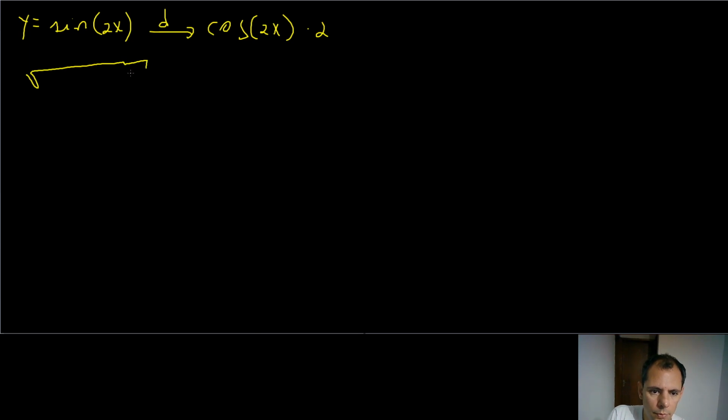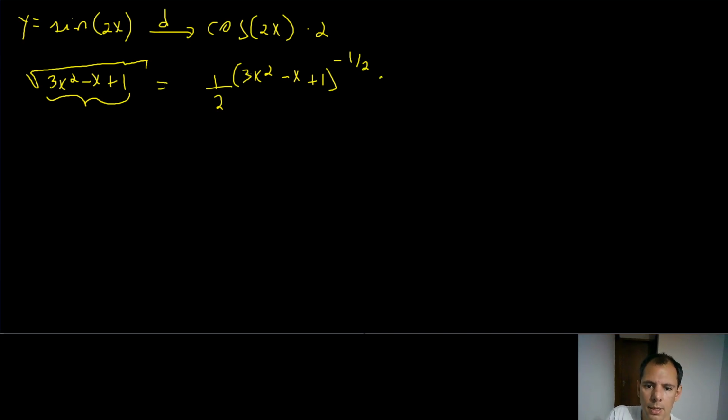Square root of 3x squared minus x plus 1. Differentiate that. You gotta remember that this is the inner function, okay? So it's gonna be half times 3x squared minus x plus 1 to the minus half times the derivative of the inner function, which is what? 6x minus 1. Okay?